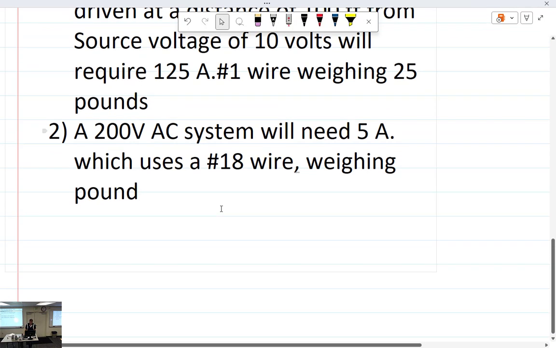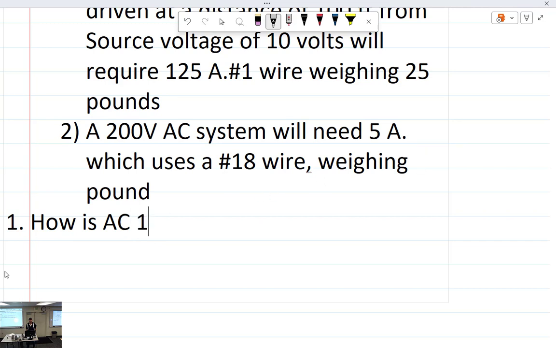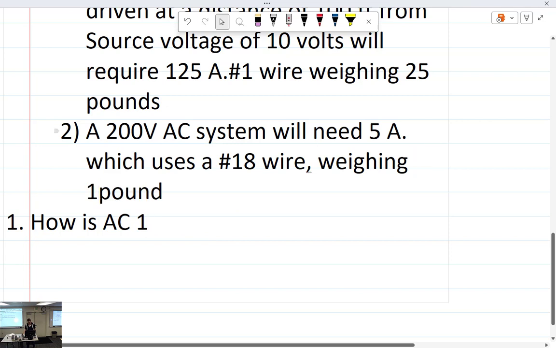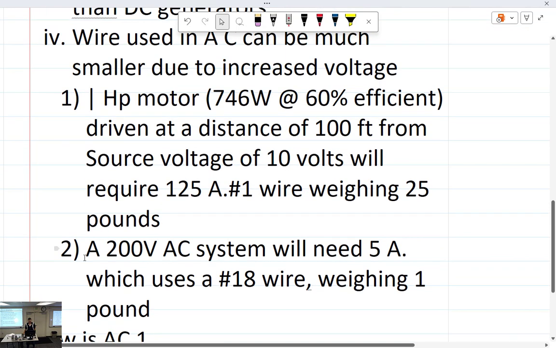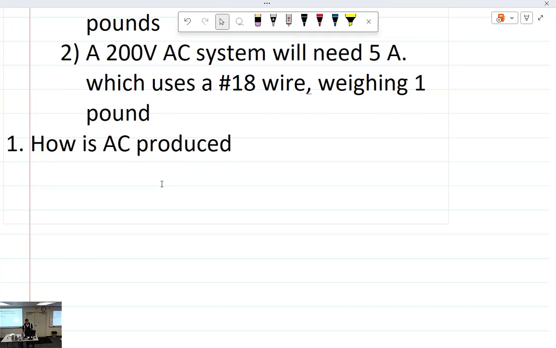Oh yeah, I remember what I'm doing now. So example number 1 is a DC system versus number 2 is an AC. That's why it says AC right there, and there's 10 volts. So, okay. How is AC produced? Well, that's a really good question.